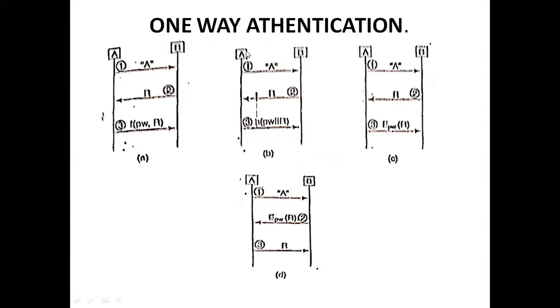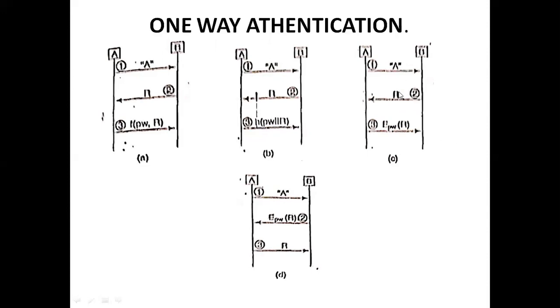In the second one, A communicates its identity A to B. Again B sends its nonce R, a freshly generated random number, to A. Here A performs a cryptographic hash on it, concatenating both the password and the nonce R. So it performs a hash function, that is h, and concatenates both the password and the nonce which is generated.